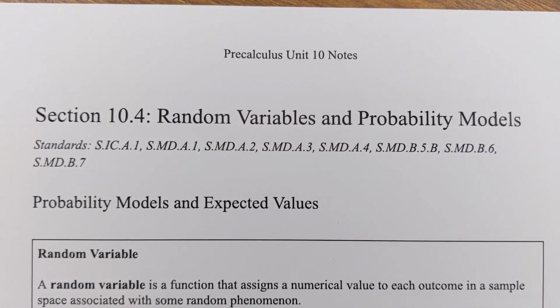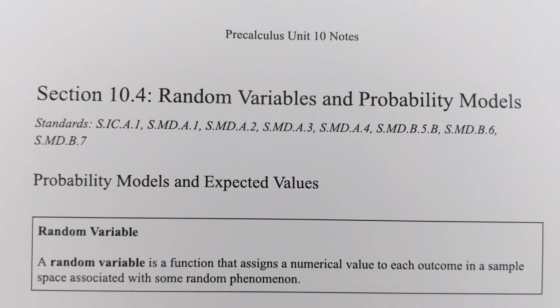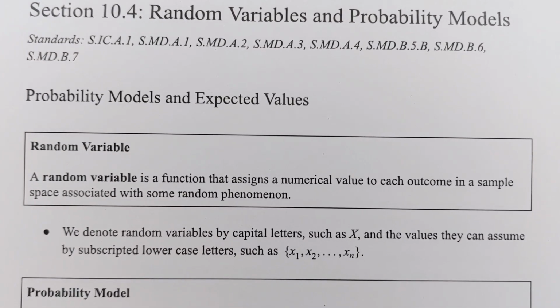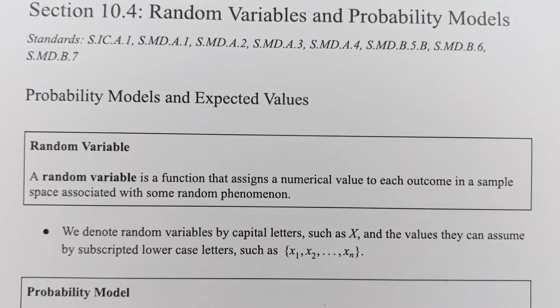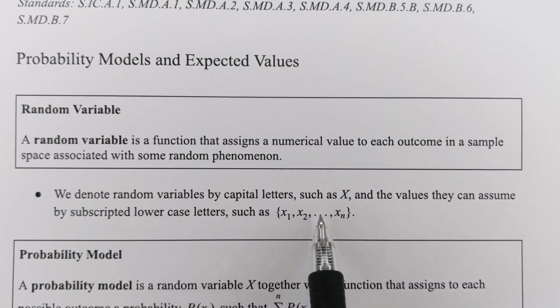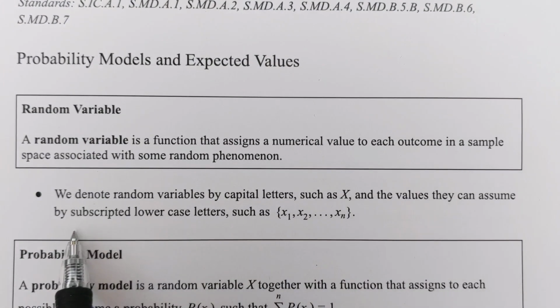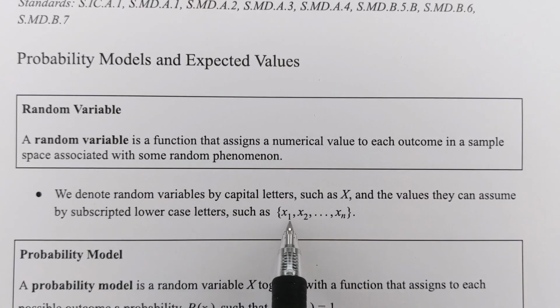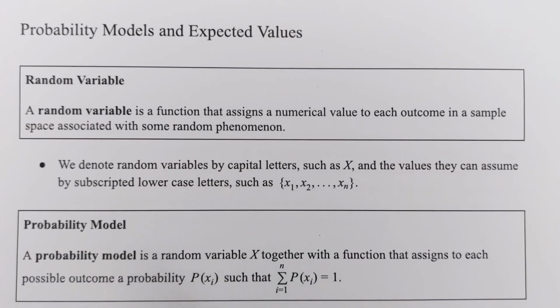Okay, so we've got the notes for section 10.4, which deals with random variables and probability models. Just some definitions here. A random variable is a function that assigns a numerical value to each outcome in a sample space according to some random phenomenon. We denote variables by capital letters such as X, and values they can assume by subscripted lowercase letters x1, x2, xn, and so on.